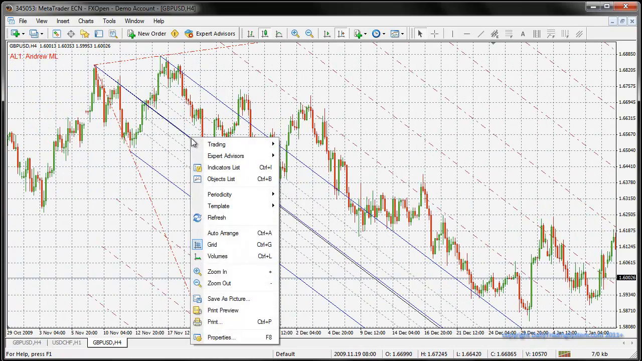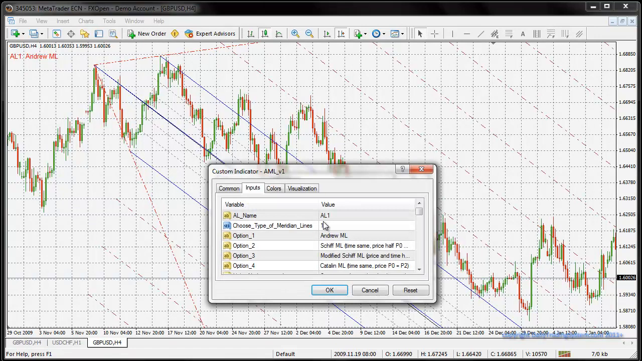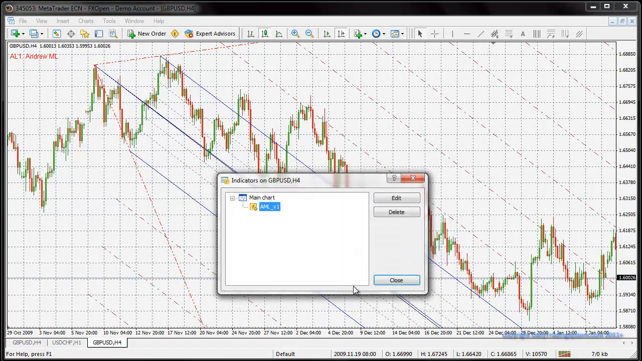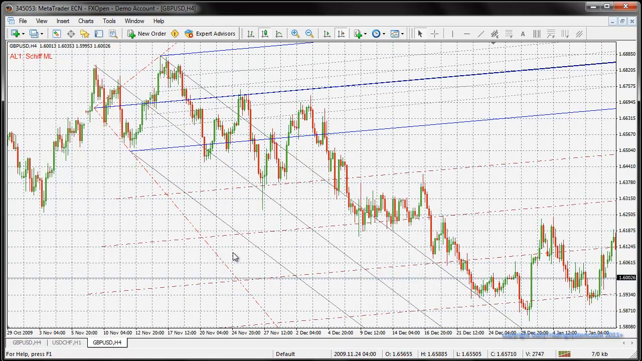Let's see if it makes any difference if we choose a median shift by putting a number 2 in this box here. Click on OK and close, and see if that makes any difference. No, it doesn't really make any difference. However, we could apply a new pitchfork based on the breakout.